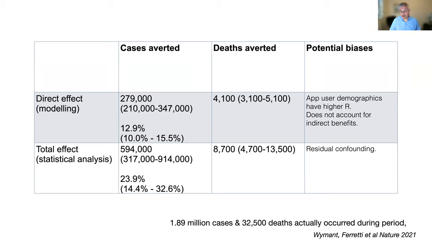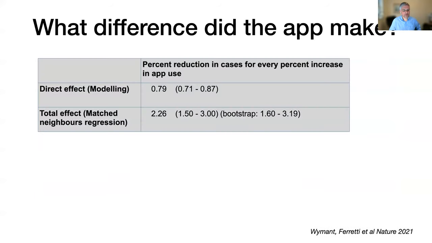At the bottom row, you can see that this spatial statistical analysis gave us a larger number of 594,000 cases averted. This was in a period where there were 1.89 million cases, corresponding to a reduction in the number of cases of about 23.9%. That statistical analysis, on the one hand, could still have problems of residual confounding. On the other hand, it does include the indirect effects, which are that being notified, even if you're not infected, may have a protective effect, which we think is important.